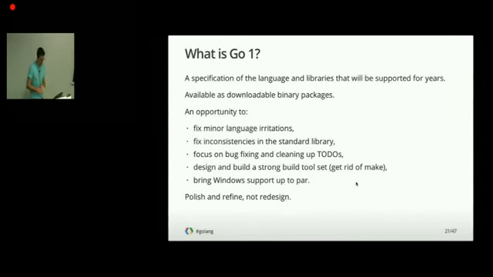And possibly most importantly, it was a great opportunity for us to say we need Windows support to be on par with all of the other operating systems, because it had always been kind of there, but it had never checked all of the boxes. And with Go 1, we saw an opportunity to do that. Principally, Go 1 is an opportunity for us to polish and refine what we had, not to redesign everything. It was look at what we've got, how can we smooth this out and make it as close to perfect as possible, and then release.